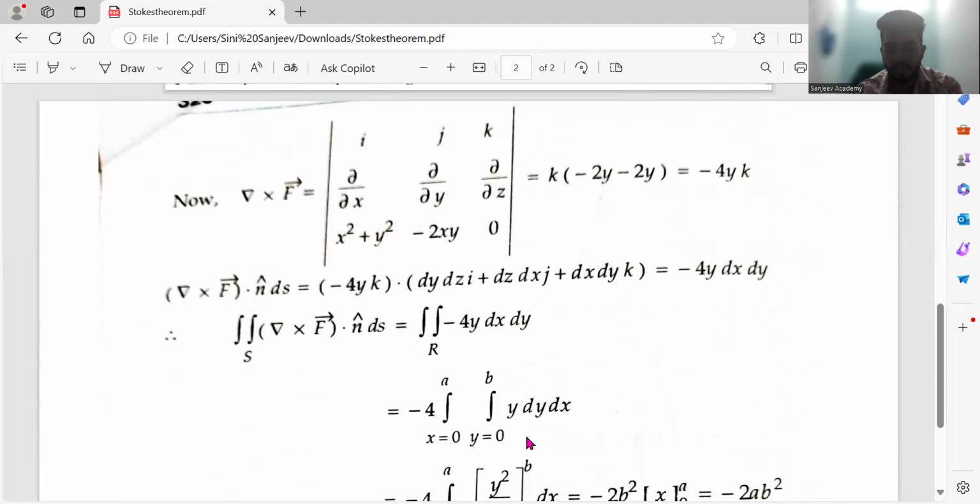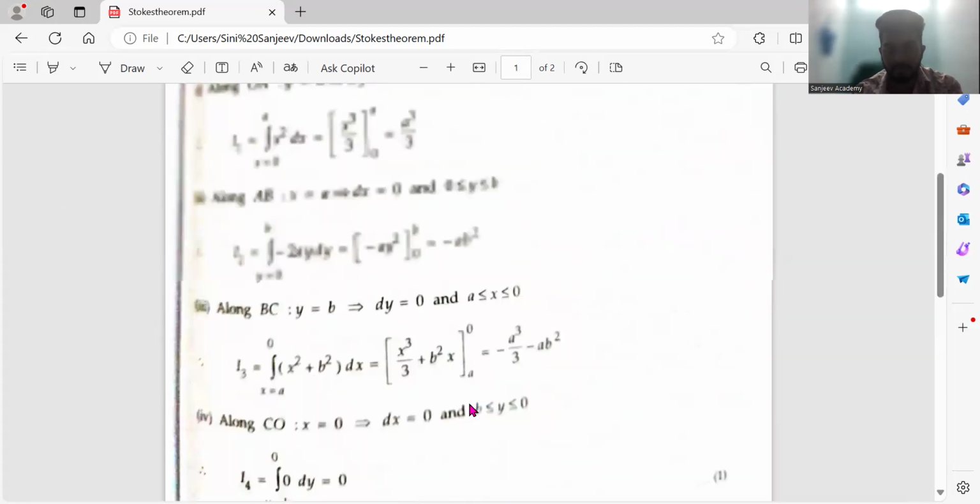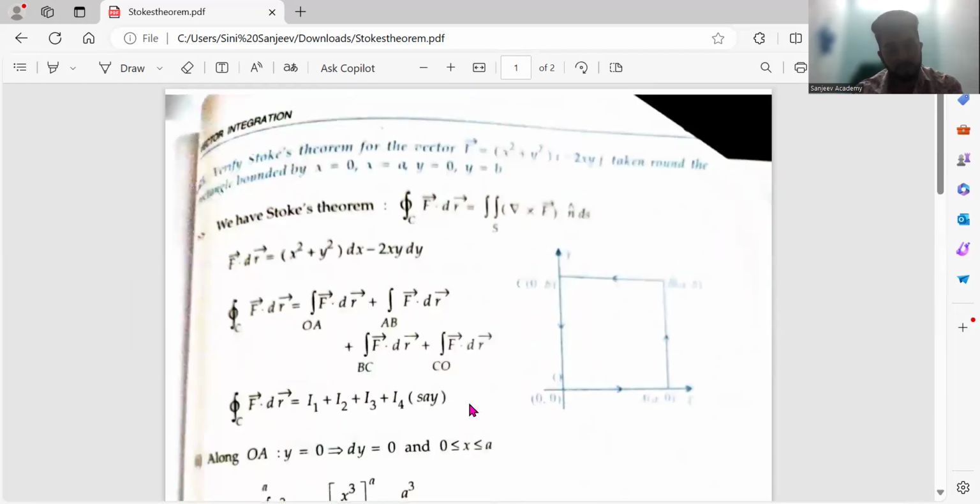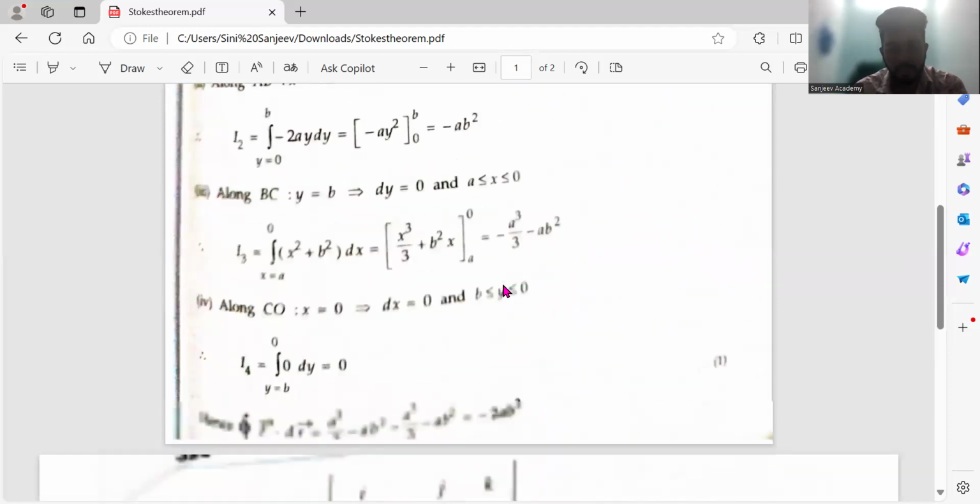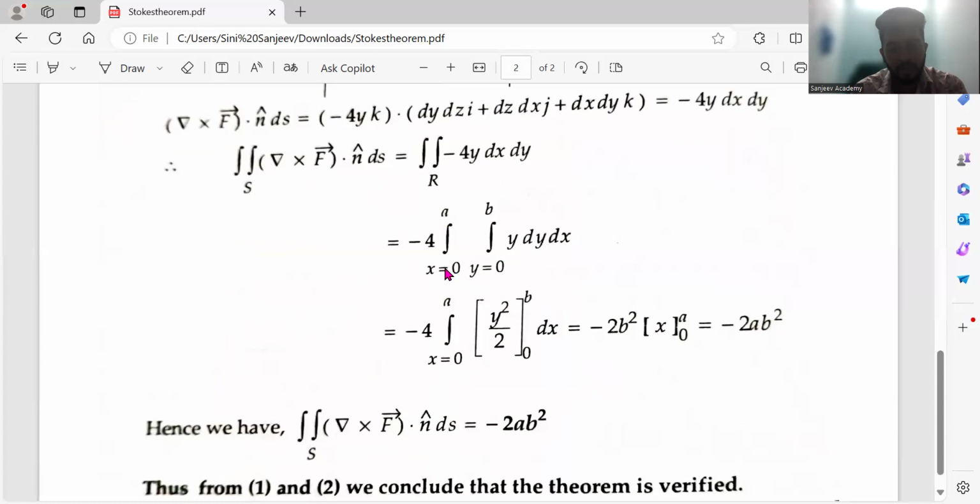Now come back to this. How to find the limits? Go back to the question and we will draw this diagram. The diagram is very important in Stokes theorem. You can see here, x varies from 0 to a, y varies from 0 to b. The same thing I have to put down here in the limits: x varies from 0 to a, y varies from 0 to b.